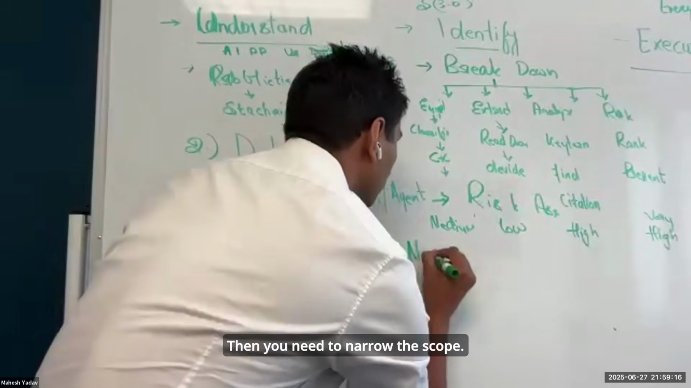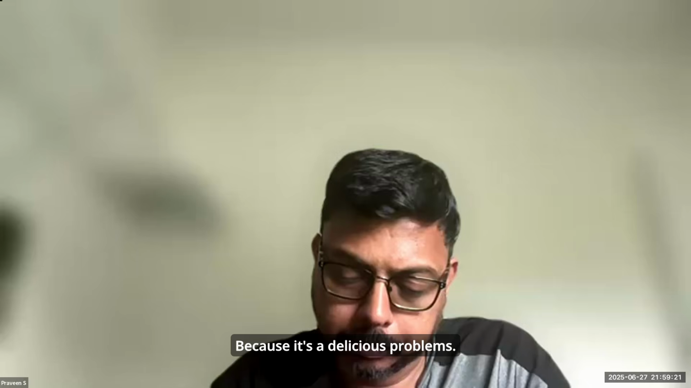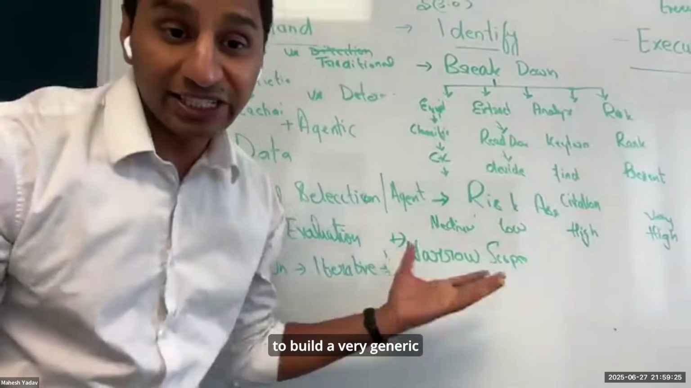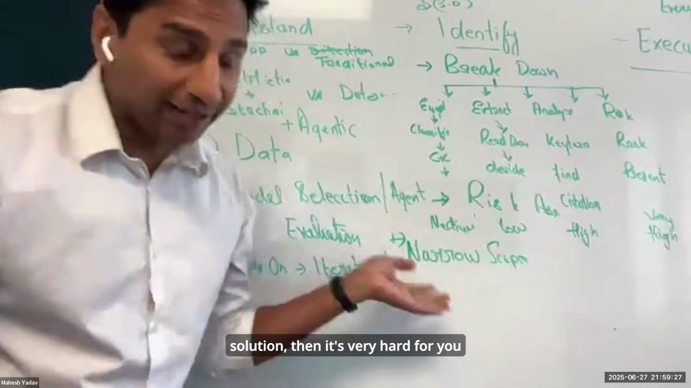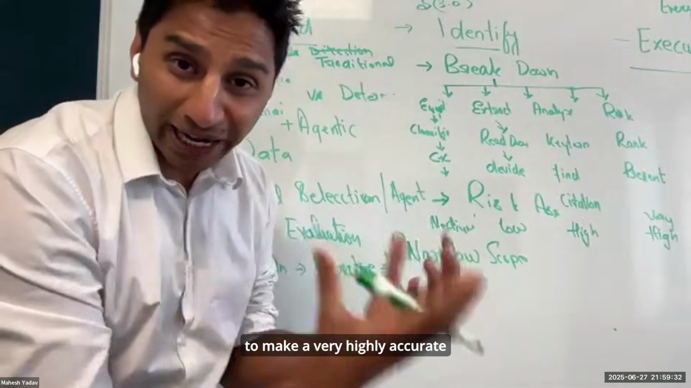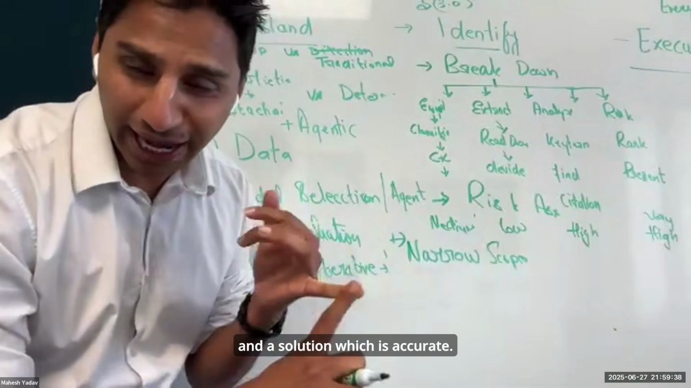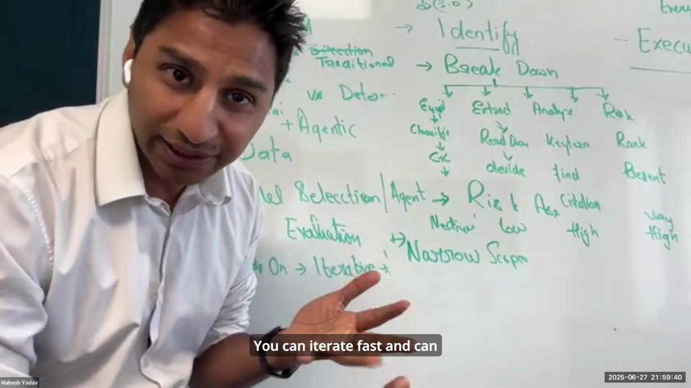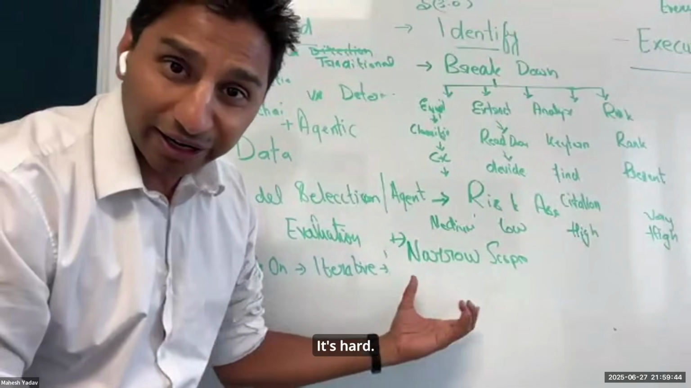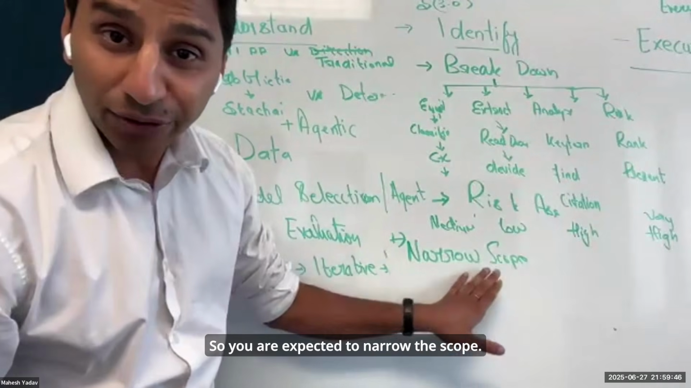Then you need to narrow the scope because it's an audacious problem. If you're going to build a very generic solution, then it's very hard for you to build a solution which is highly accurate, which you can iterate on fast, and which can start getting you revenue. So you are expected to narrow the scope.